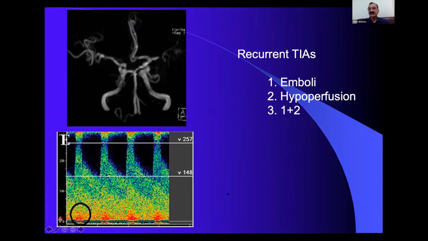It just says, fine, there is a stenosis. But why is this stenosis causing strokes or TIAs in this patient? Simple mechanisms. Either this is artery to artery embolization, or this is hypoperfusion, or more commonly, it's a combination of 1 plus 2. So once you know which is the mechanism, then you know what kind of treatment I'm going to give. I'm going to justify that treatment and I'm going to be successful.